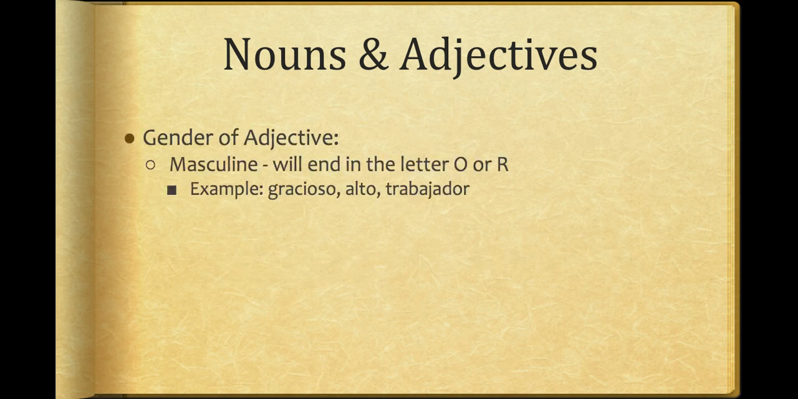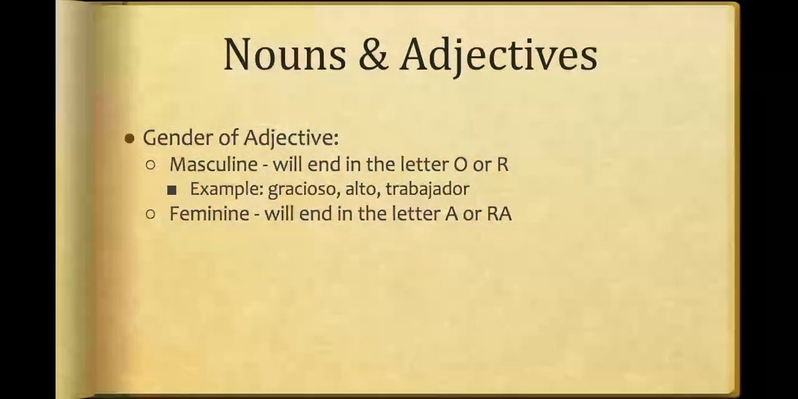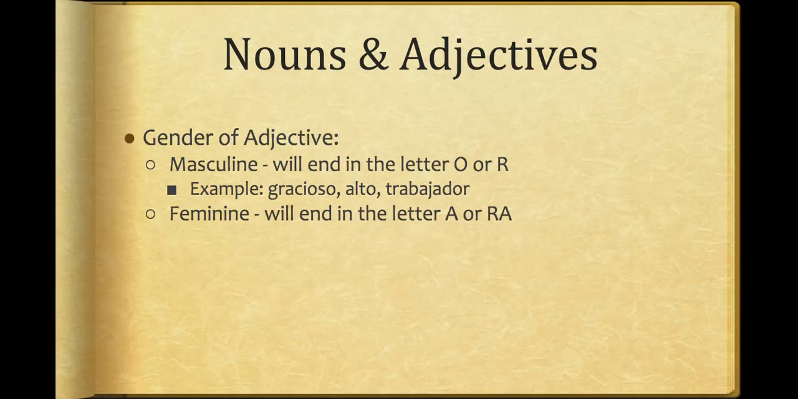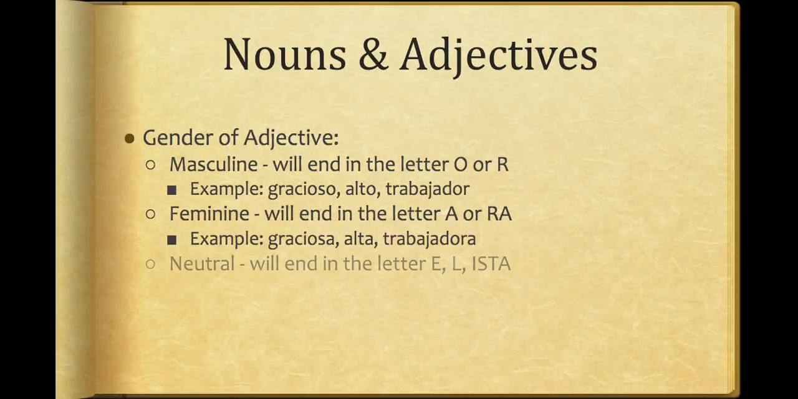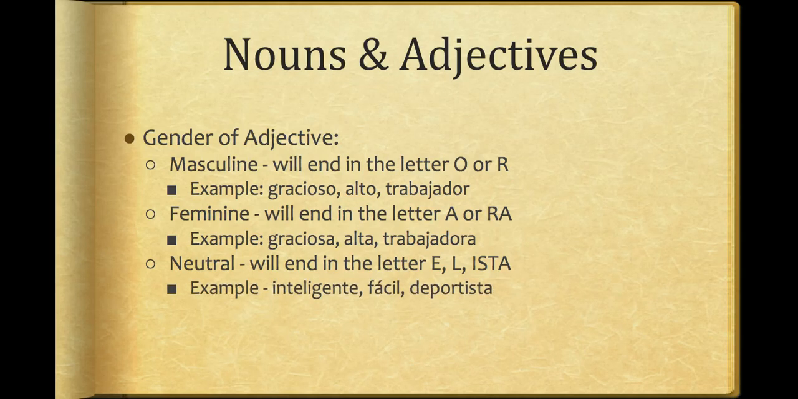Now we have some generic rules for gender of adjectives. Typically masculine adjectives will end in an O or an R. For example, gracioso, alto, trabajador. And feminine adjectives will typically end in an A or an RA. So graciosa, alta, trabajadora. And then we have a couple neutral adjectives, which you'll see will end in E, L, or ISTA. Examples being inteligente, fácil, or deportista.